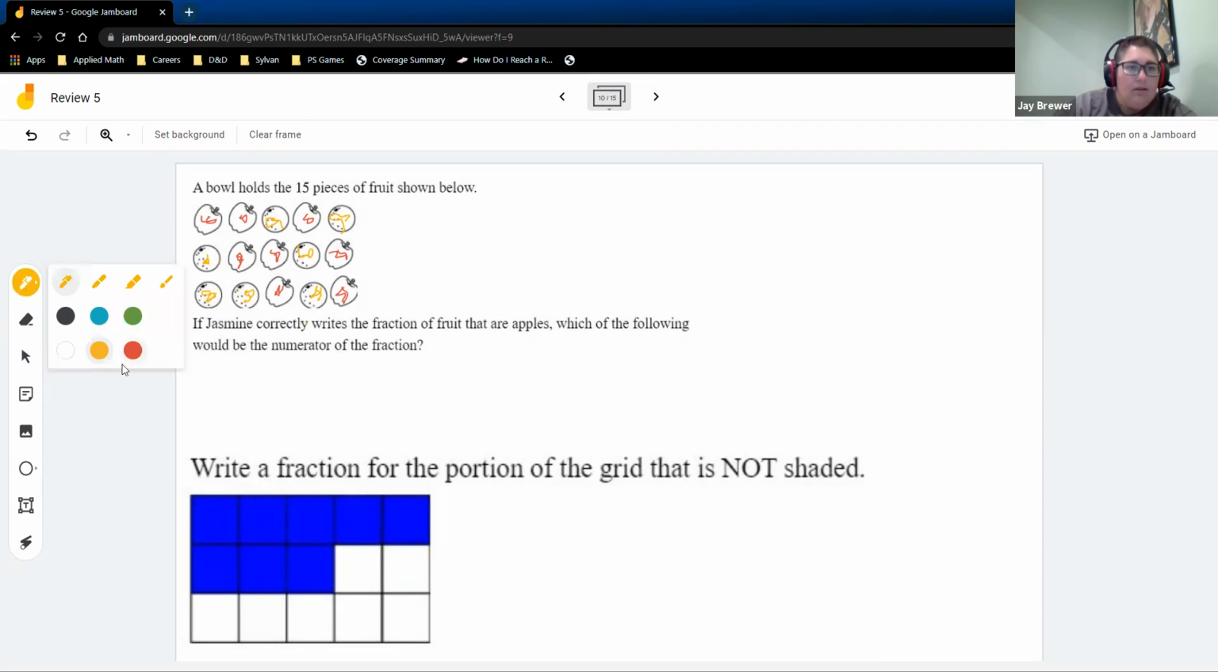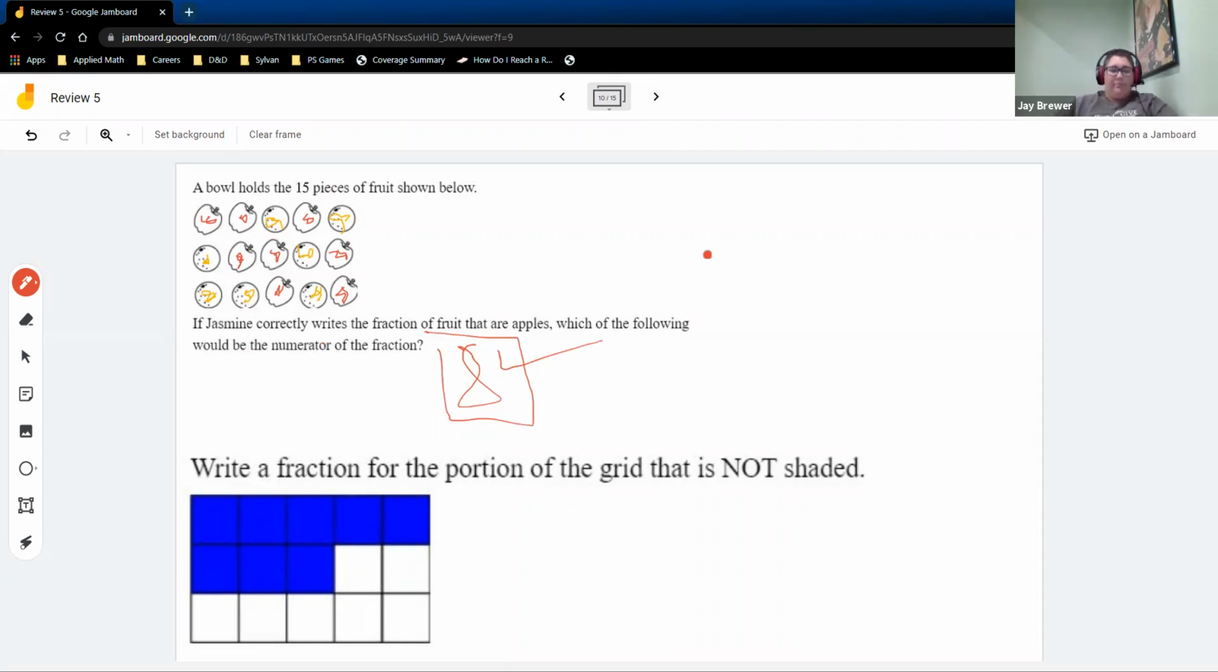Okay, so really your answer here is, it wants to know if Jasmine correctly writes the fraction of fruit that are apples, which of the following would be the numerator. So it should give you some options there. Obviously, they would give you the correct option of 1, 2, 3, 4, 5, 6, 7, 8. So 8 apples. Another option they would give you there would be the number of oranges, perhaps 15, who knows. But 8 is the correct number there. If you wanted to do the actual fraction, it would be 8/15 for the apples.